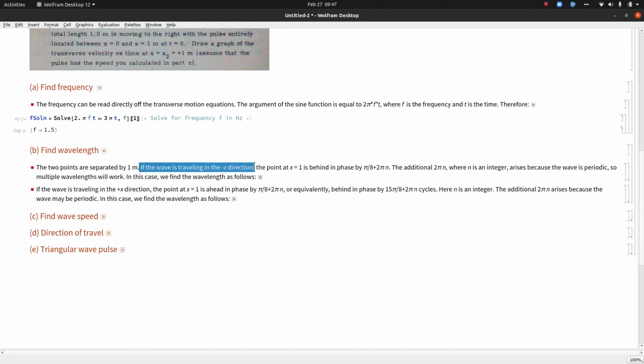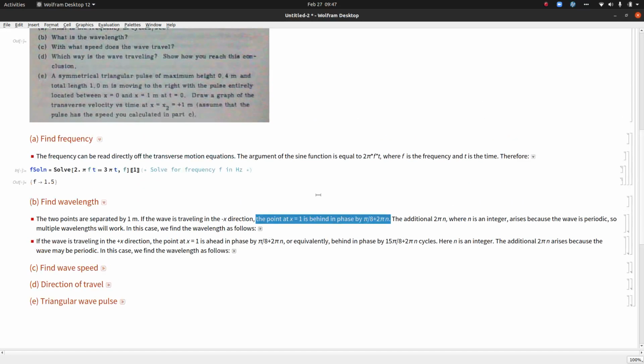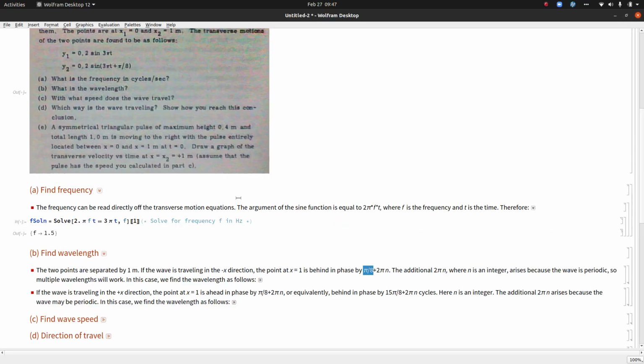If the wave is traveling in the negative x direction, then the point at x equals 1 is going to be behind in phase. Because the wave is traveling to the left, the point to the right is going to be behind in phase. And it's going to be behind by an amount pi over 8, but that's not going to be the only answer. Just because I have a pi over 8 here doesn't mean that's the phase difference, because the sine wave is periodic, it could be off by that plus any multiple of 2 pi.